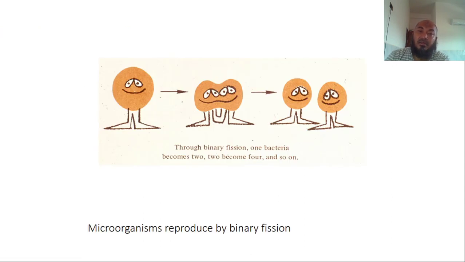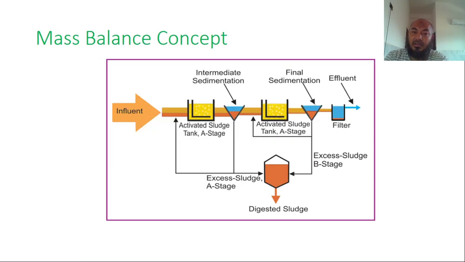So this is how the microorganisms work. If from one cell like this, they will produce 2 or 3 or more. Okay, through binary fission, one bacterium becomes two, two become four, and so on. Microorganisms are produced by binary fission.